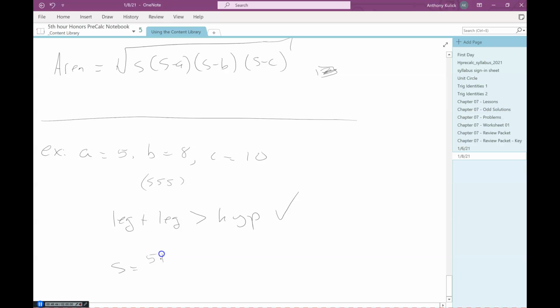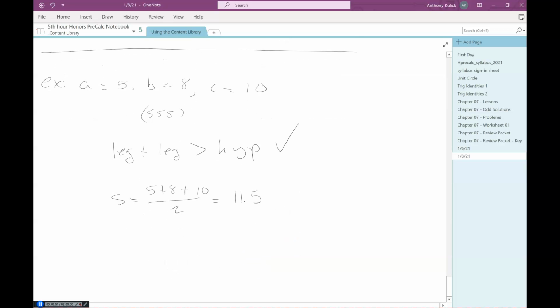So our s in this case is going to be 8 plus 5 plus 10 divided by 2. That's 11.5. And then to plug into our area formula, I have 11.5 times 11.5 minus 5 times 11.5 minus 8 times 11.5 minus 10, all of which is square rooted, to give me about 19.810 units squared.